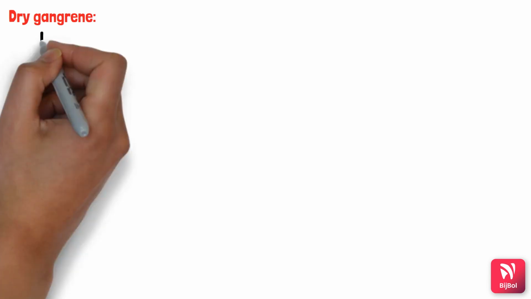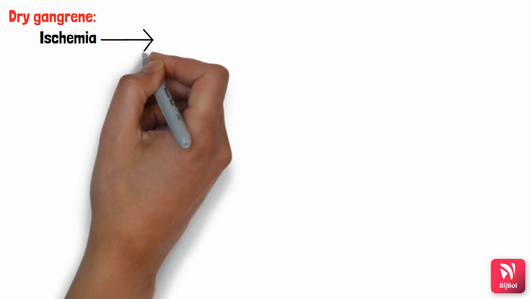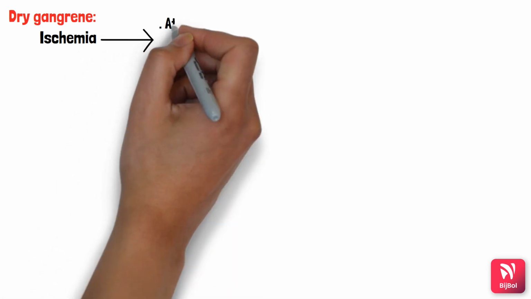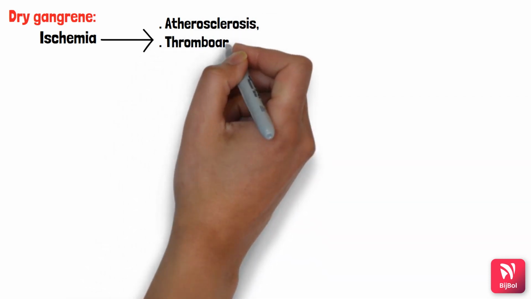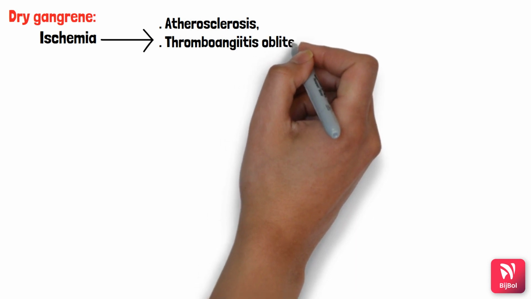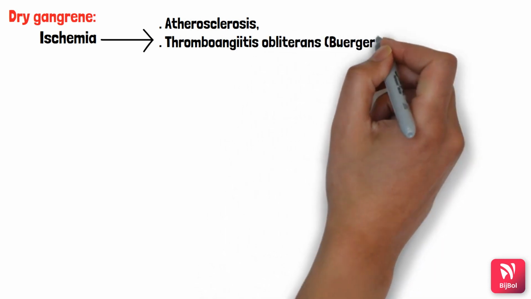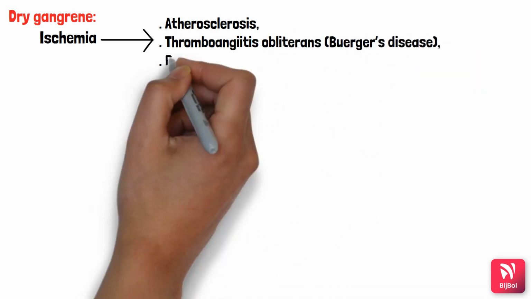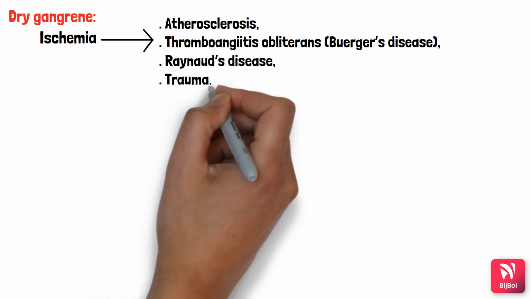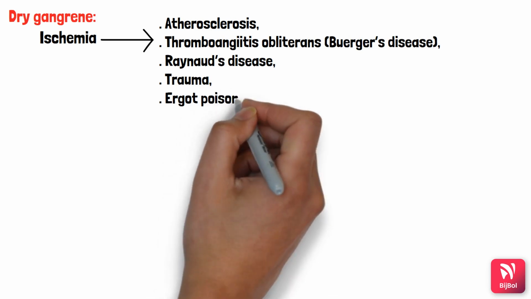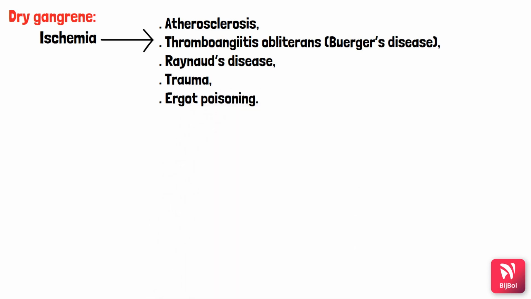Dry gangrene is also because of ischemia only, that is, lack of blood supply. This lack of blood supply can be because of various causes like atherosclerosis, thromboangiitis obliterans, that is Buerger's disease, or Raynaud's disease, or any trauma to the area, or it might be the result of ergot poisoning. These are all various causes that can result in ischemia.